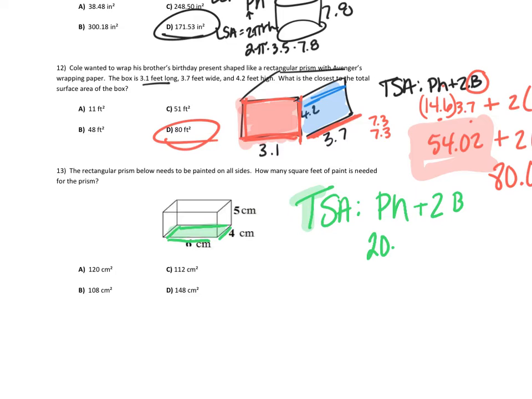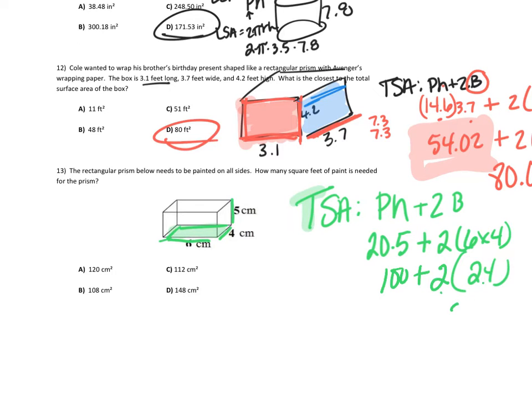Y'all good with that? The height is the third number, which is 5. Plus 2 times length times width, 6 times 4. Y'all see where I got all of those numbers from? Okay. 6 times 4 is 24. So 24 times 2, plus 20 times 5, which is 100. 2 times 24 is 48. 48 plus 100 is 148, which is answer choice D.